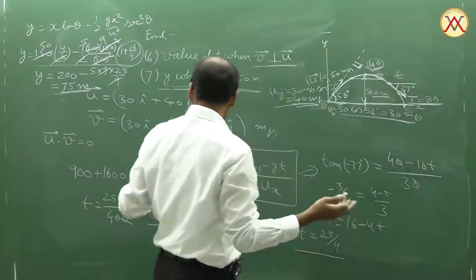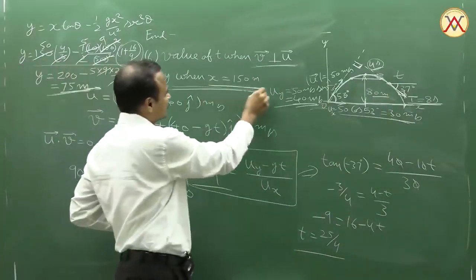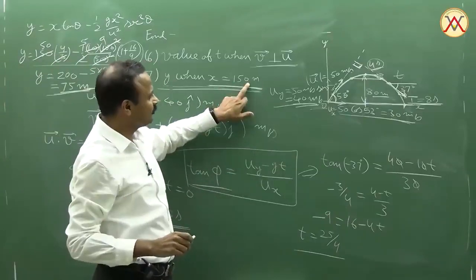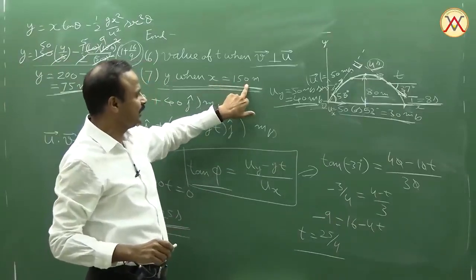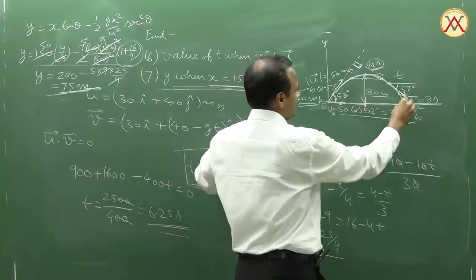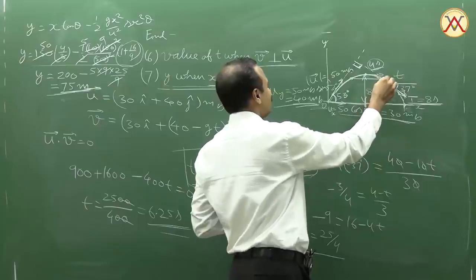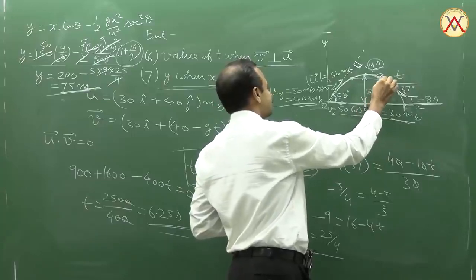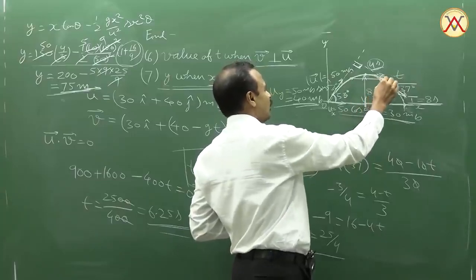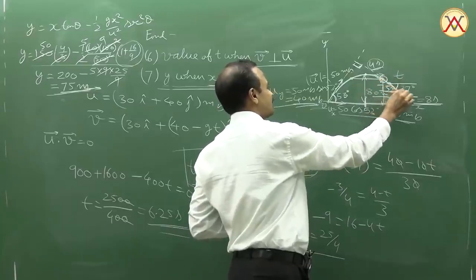Now, which of these is this point, that we can understand by the x coordinate 150. The x coordinate 150 is more than half. See, the range was 240, so the half point is at 120. It is more than this. So what we have found is this point somewhere here, when the y coordinate is 75 meters.